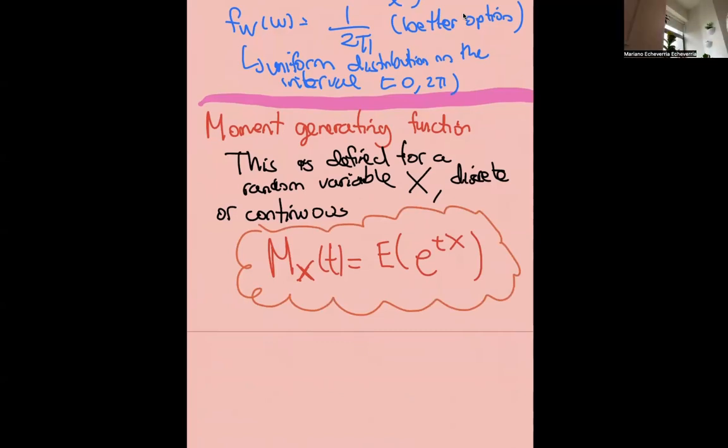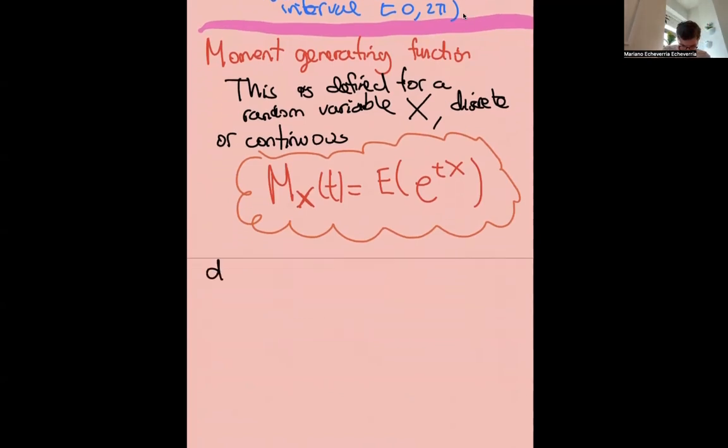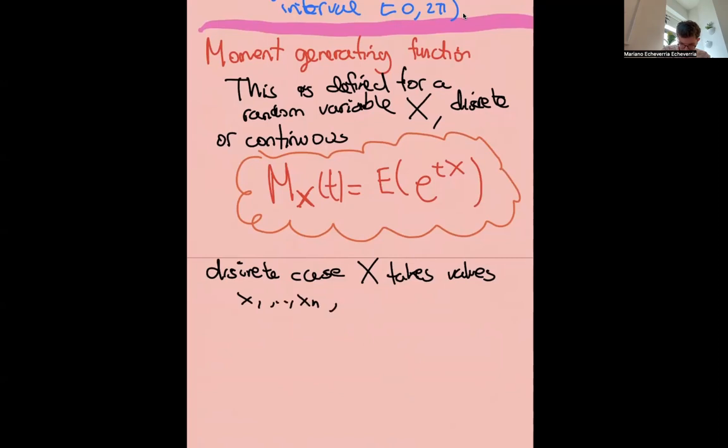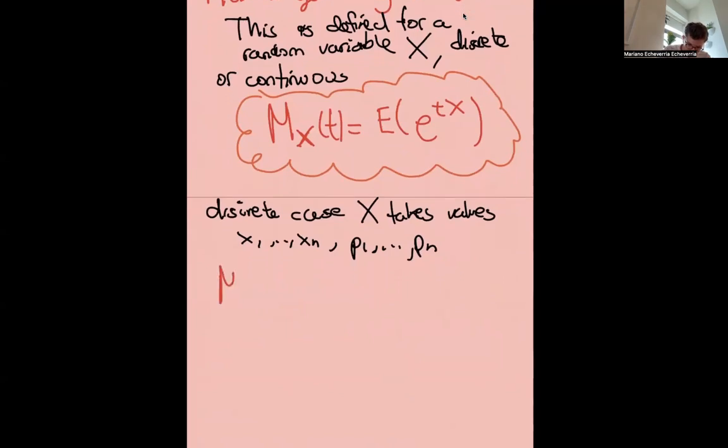Let me give you an idea of why this is useful. So what is that? In the discrete case, when x takes values x1 up to xn with probabilities p1, up to pn, this expected value, the moment generating function, is literally the sum from i equals 1 to n of e to the t x_i p_i. Okay, so that's the moment generating function in this case.